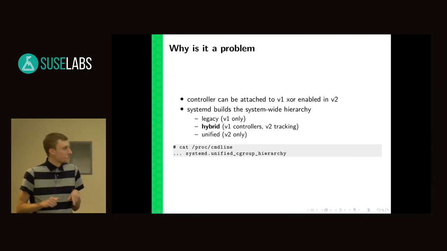It's built by systemd, and it supports three modes of building the hierarchy. One is the legacy mode, where it's just the v1 hierarchies for everything. Hybrid mode, where separate hierarchies are used for the controllers, and the v2 unified hierarchy is used only for process tracking by systemd. And the unified mode, where the unified hierarchy is used for everything, so that controllers are enabled in this hierarchy. The current default is the hybrid, and it can be changed by a kernel command line option.